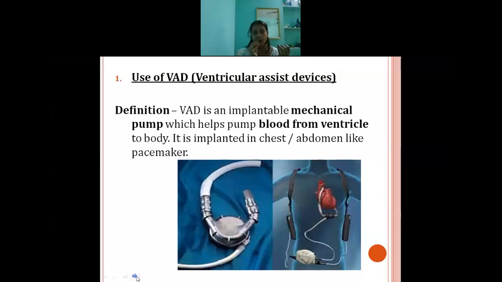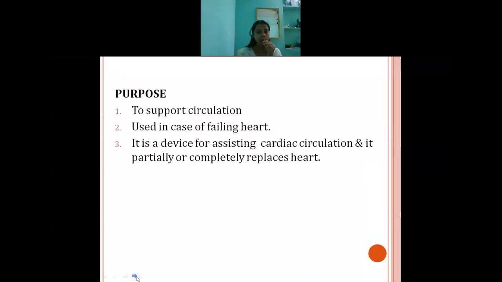and it is implanted in the chest or in the abdomen like that of a pacemaker. So what is the purpose of this ventricular assist device? It will help to improve the circulation. It will support the pumping of the heart, especially when there is a left ventricular failure. Okay.